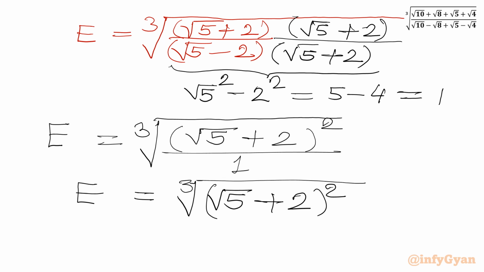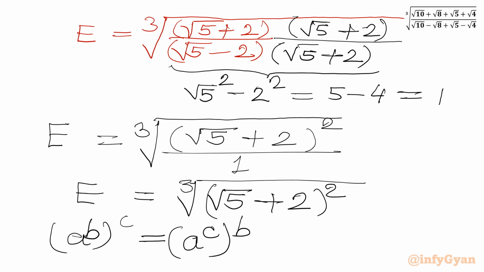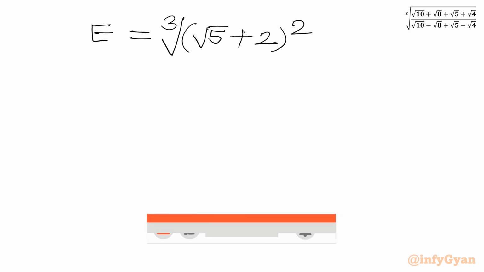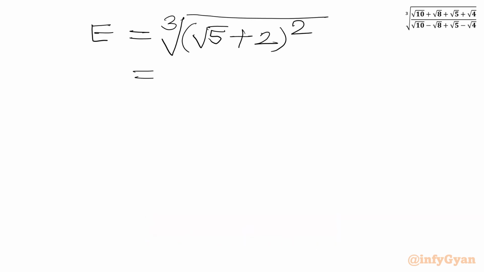Now we know the property from exponents: a power b whole power c. We can consider a power c whole power b also. So switching the powers, we will consider here E equal to cube root of (root 5 plus 2) whole square, which will be written as cube root of (root 5 plus 2), then whole square.